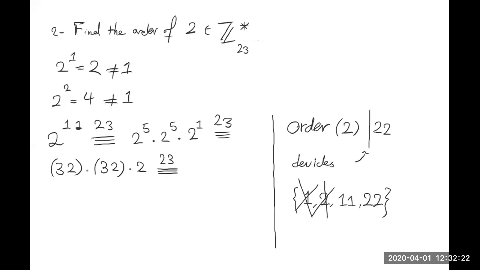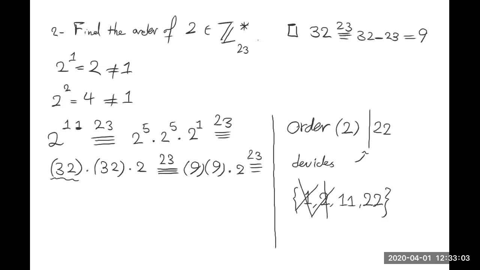But what is the remainder of 32 mod 23? Well, I'll write it here. 32 mod 23 is 32 minus 23, and this is 9. So 32 mod 23 is 9. The second 32 is also 9. And then there's another 2. This is the same as 81 times 2.